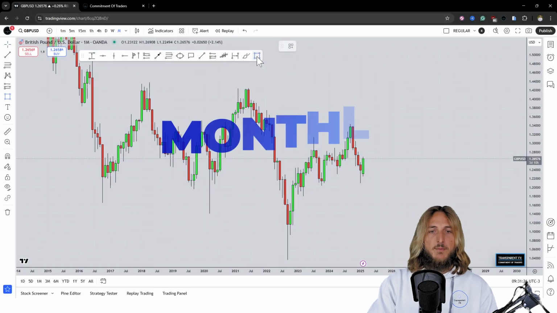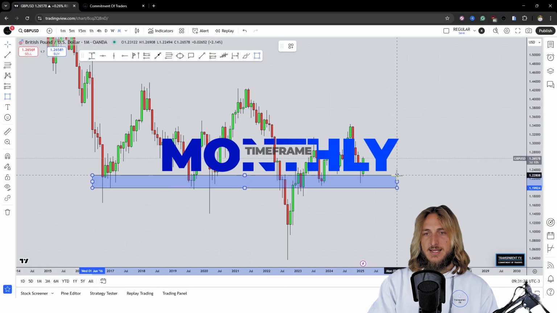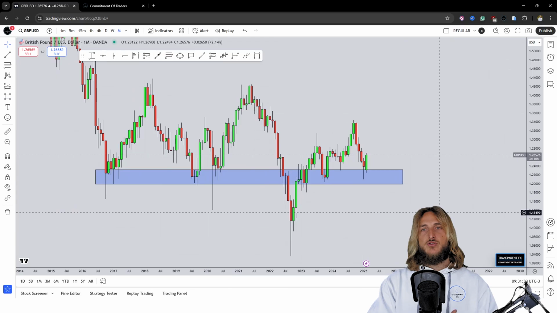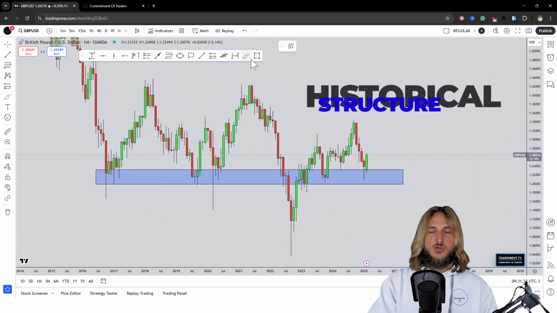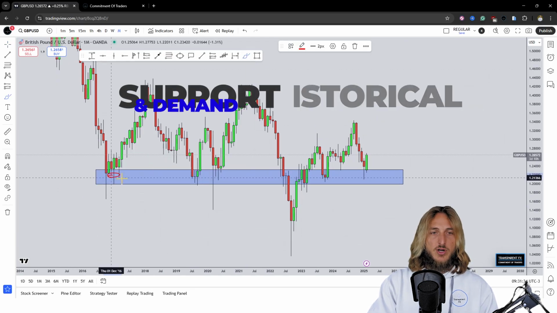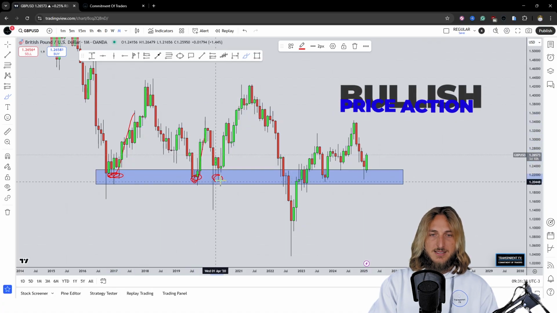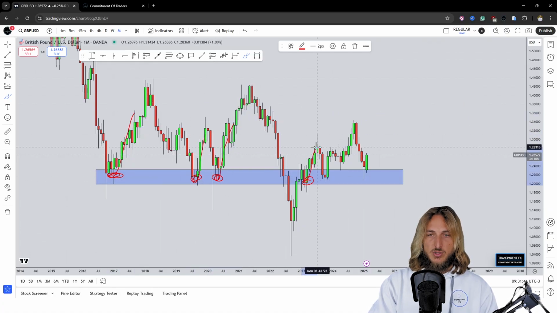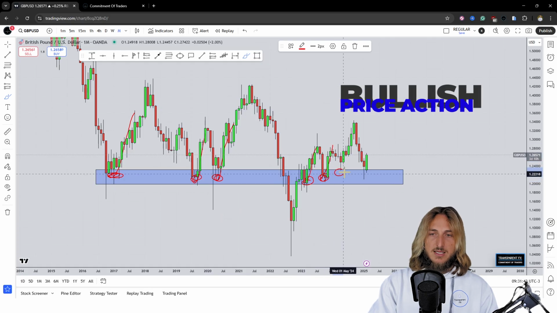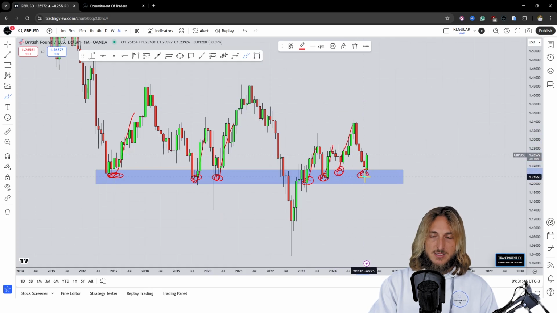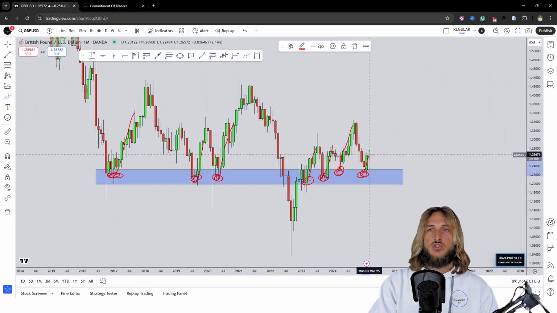Now, starting here from the monthly time frame, what we can see is that we have a market which is testing a quite strong historical monthly support and demand area. From here, all this previous rejection to the upside was created. Every time that the market tested its zone, it created a massive rejection to the upside. And what we can see at the moment is that the market is testing the exact same zone, has already started rejecting it to the upside.